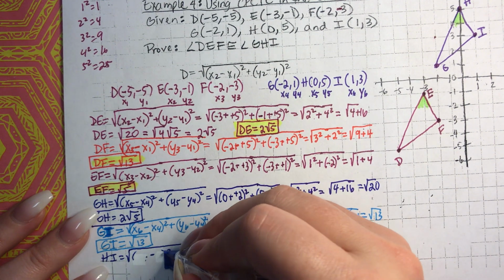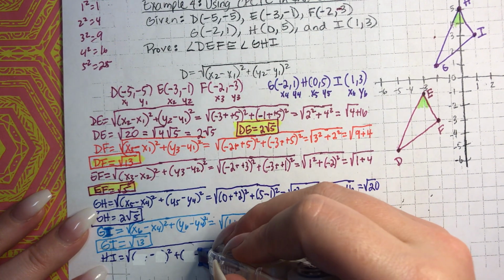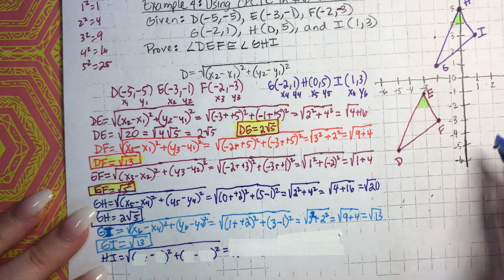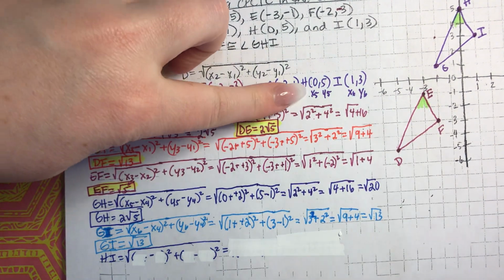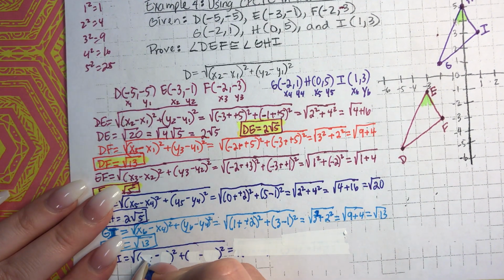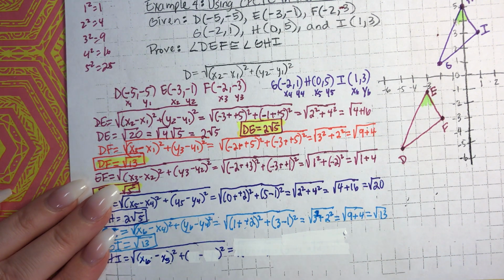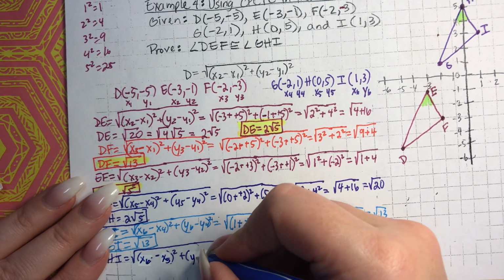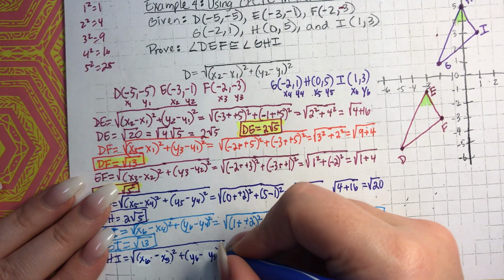Just going to go here, here, here, here. Okay. So HI is 6 and 5. I don't know how I messed that up. You guys are probably like, what are you doing? You're doing it wrong. Okay, so x6 minus x5, and this is going to be y6 minus y5 squared.